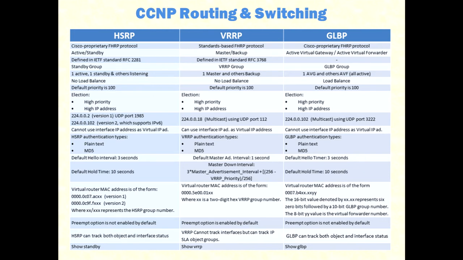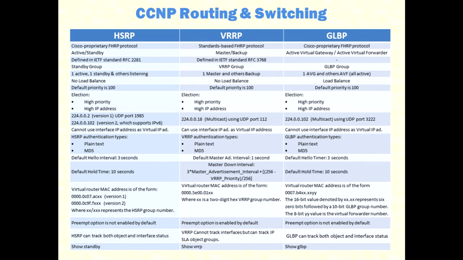For the HSRP authentication, HSRP can use authentication method to prevent unexpected devices from spoofing or participating in HSRP. All routers in the same standby group must have an identical authentication method and key. You can use either plain text or MD5 authentication. The same for VRRP and also GLBP.